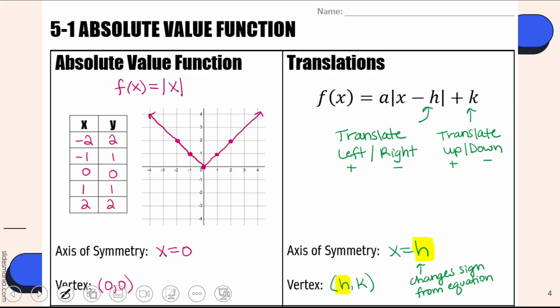The axis of symmetry is always the same as the x value of your vertex, which is the opposite of the inside number. So again, it is very, very similar to when we were graphing parabolas. If you need to pause this video to take some notes, please do so. Otherwise, we're going to move on to the next piece.